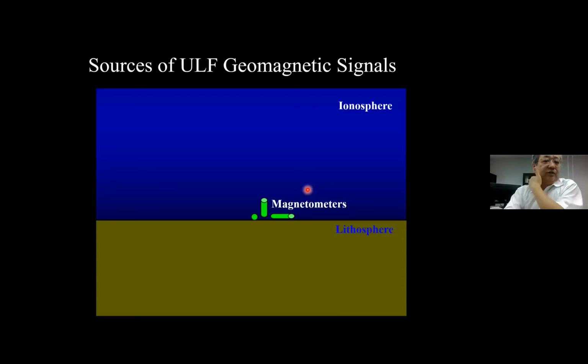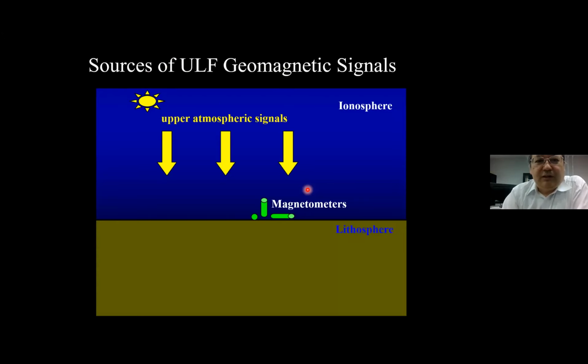For magnetic data, the ULF magnetic signal is a composition of several signals. The most intense signal is solar-related actions, upper atmosphere signals. That is the most important, most intense signal. The second one is cultural noises. The third one, the weakest one, is signal from the lithosphere. So we need to eliminate intense signals.